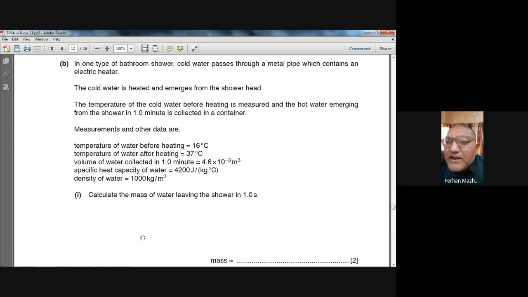Other data are: temperature of the water before heating 16 degrees centigrade, temperature of the water after heating 37 degrees centigrade, volume of the water collected in 1 minute is 4.6 × 10^-3 m³. Specific heat capacity of the water is 4200 J/kg/°C. Density of the water is 1000 kg/m³. Calculate the mass of water leaving the shower in 1 second. Now he wants us to find the mass of water in 1 second. The volume in 1 minute and the density are given. So let us first find the mass in 1 minute.